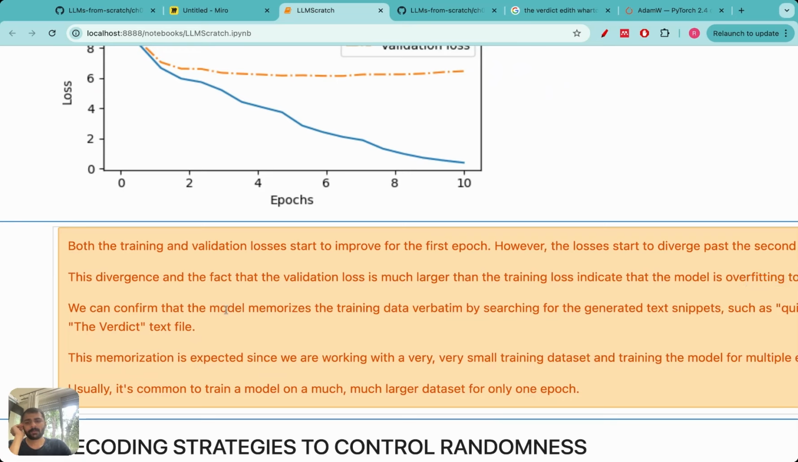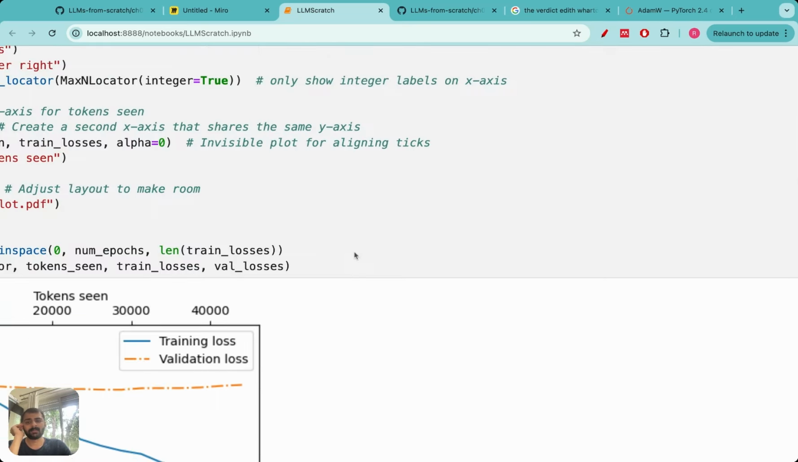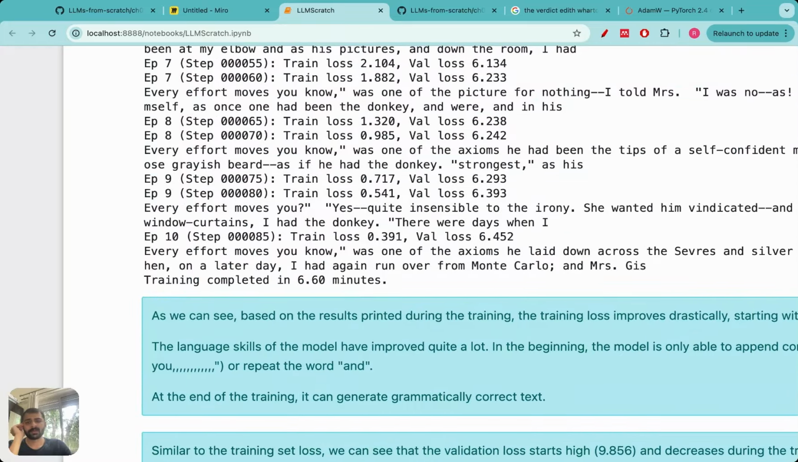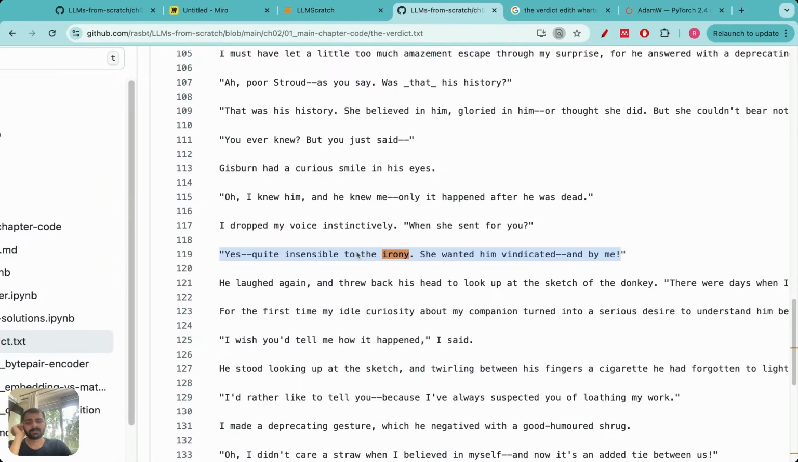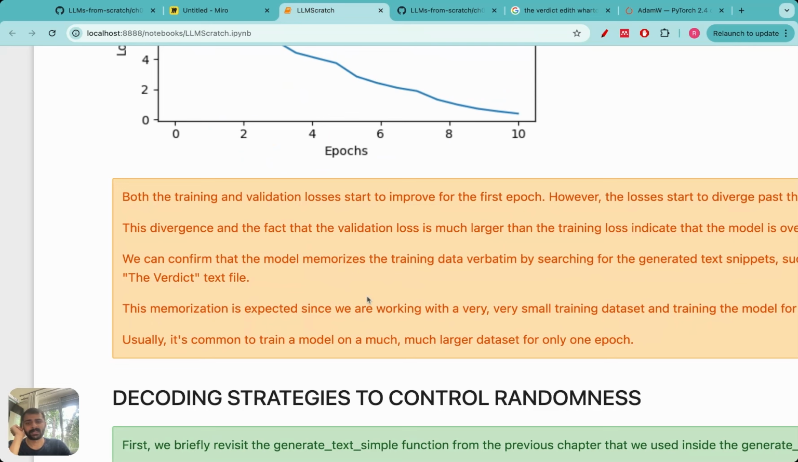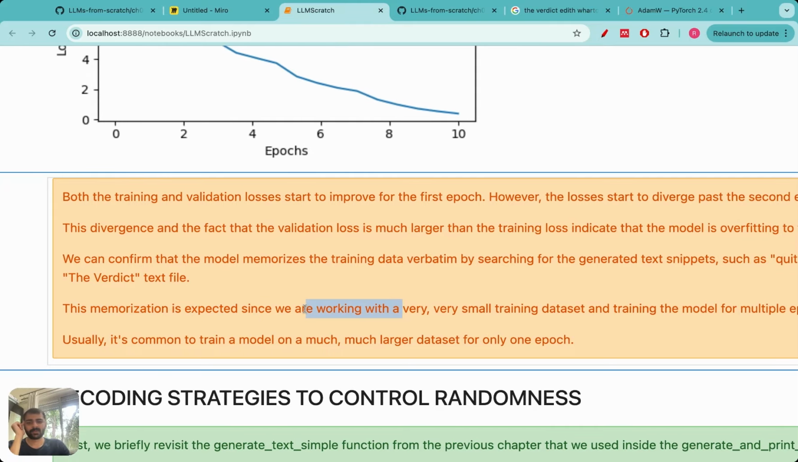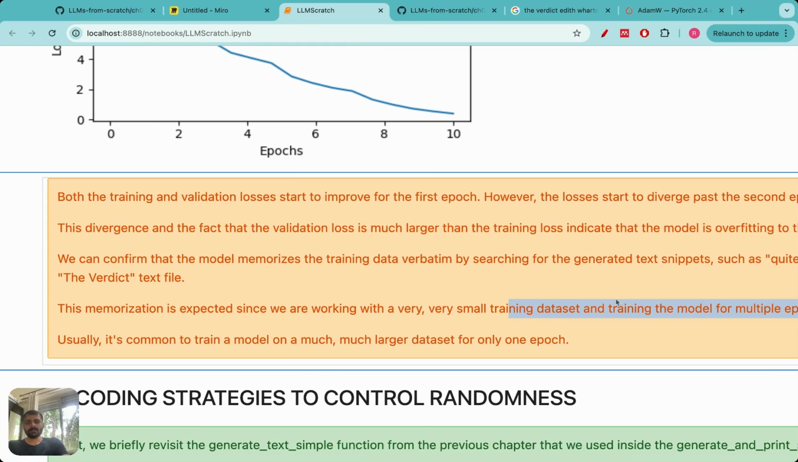And we can confirm that the model memorizes the training data because it's "quite insensible to the irony." Remember, I showed you this after epoch number 9, "quite insensible to the irony," and this is exactly taken from this data set. So it's memorizing what is already present in the data set. And memorization is a classic sign of overfitting. This memorization is expected since we are working with a very, very small training data set and training the model for multiple epochs.